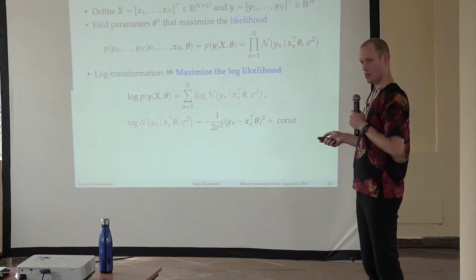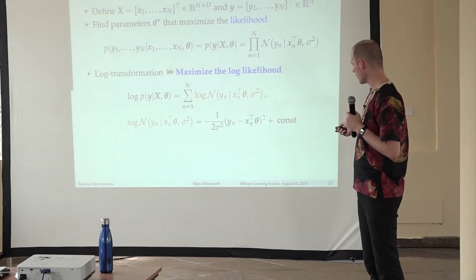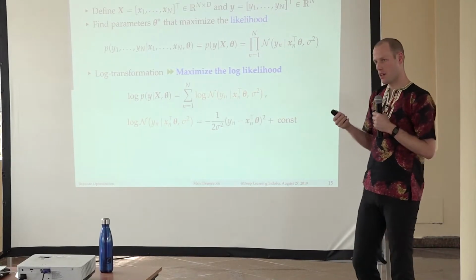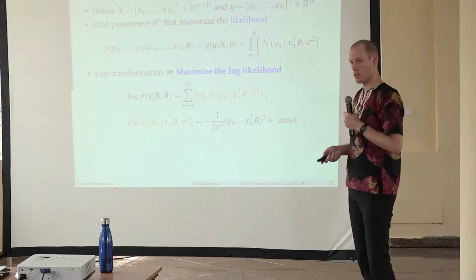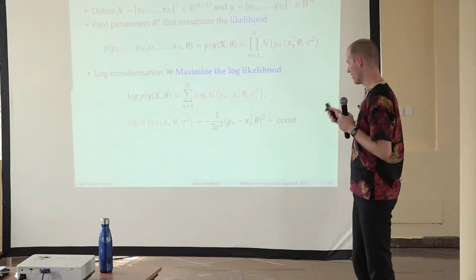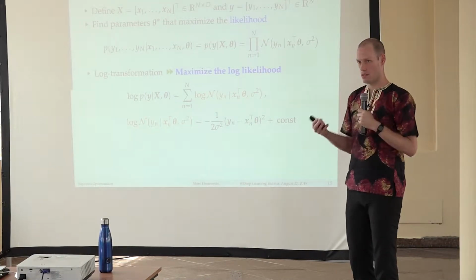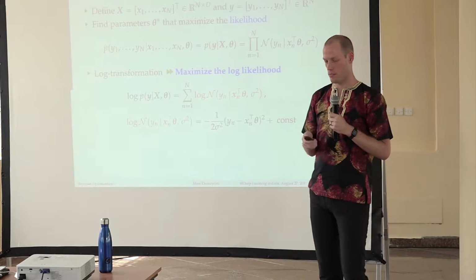So effectively, the log likelihood is a squared penalty on the deviation of the observed function values and the mean prediction with our current parameter setting. If you know least squares regression, it's exactly the same as least squares regression, just writing this down as a log likelihood optimization problem.